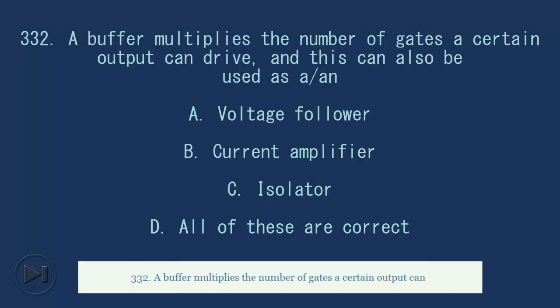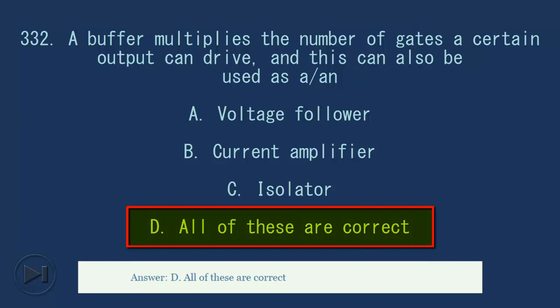332. A buffer multiplies the number of gates a certain output can drive, and this can also be used as a/an A. Voltage follower. B. Current amplifier. C. Isolator. D. All of these are correct. Answer, D. All of these are correct.